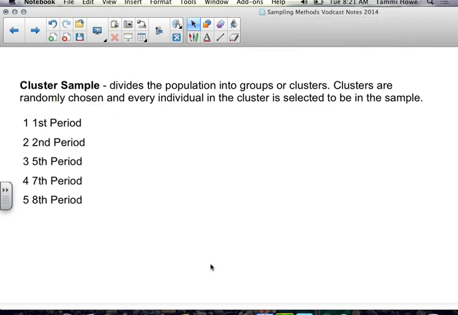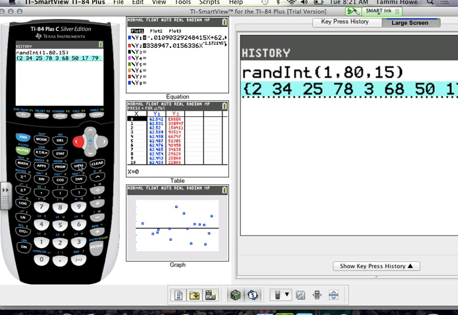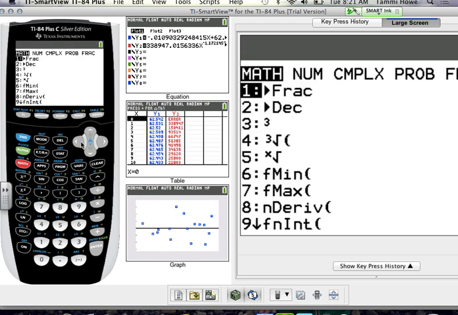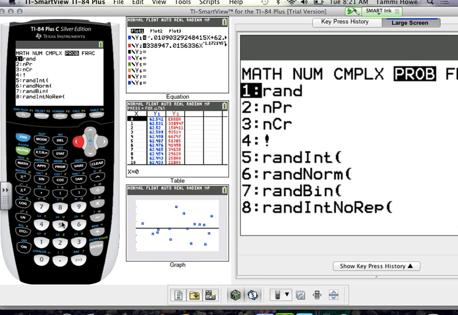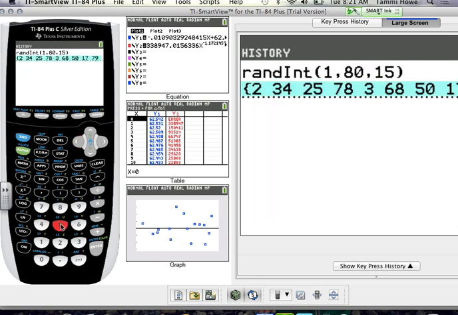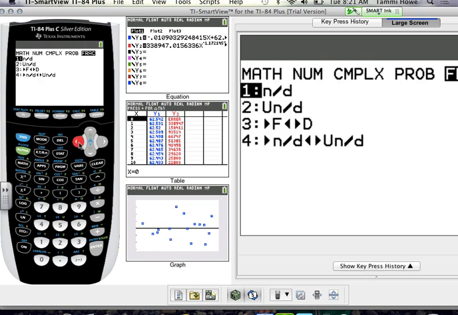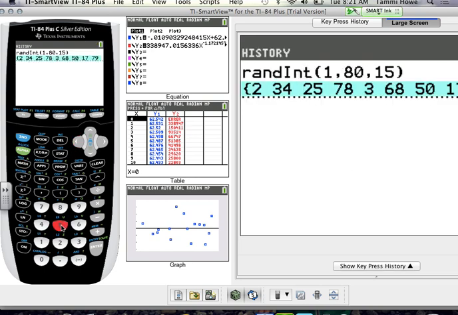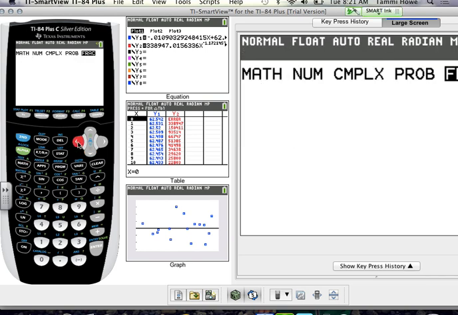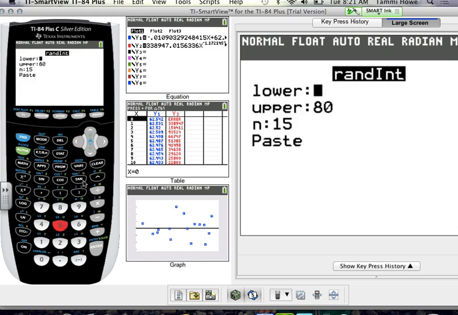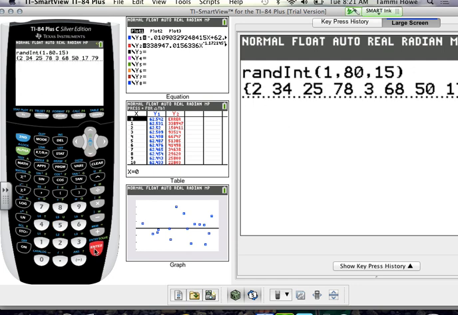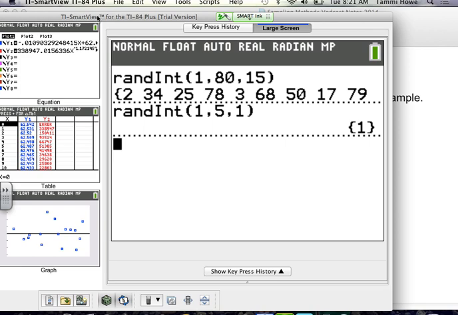Then we randomly choose a cluster or 2 clusters. I don't know, it depends on how many you want in your sample. So we go back to probability, we go back to random integer. Oops, what did I do? Okay, so random integer, I think I'm on a wrong line. Okay, so math, probability, random integer. The low that we assigned was a 1, the high that we assigned was a 5, and I think this time I'll just pick one cluster. So we're going to get one random integer from 1 to 5, and we got a 1.